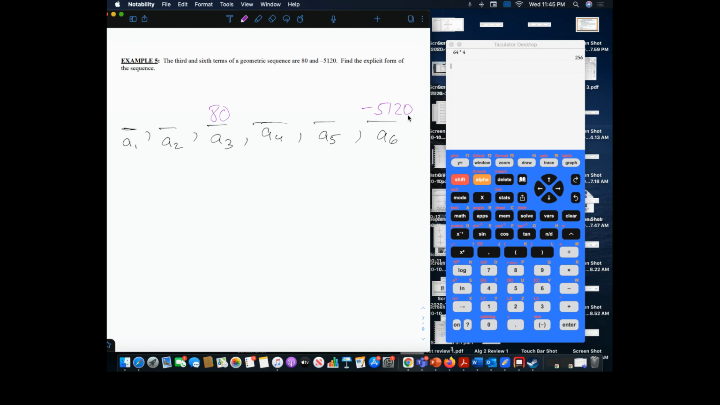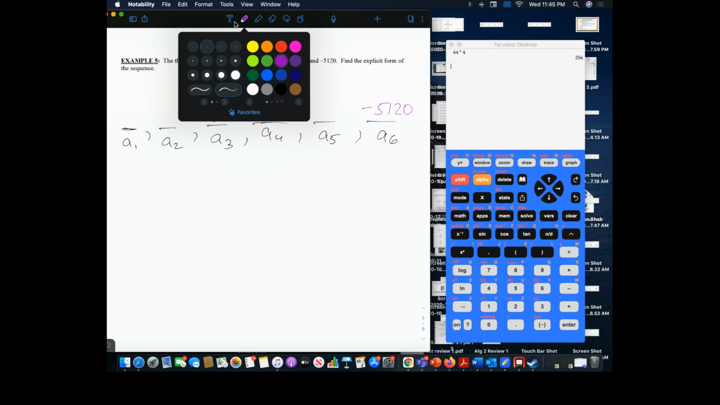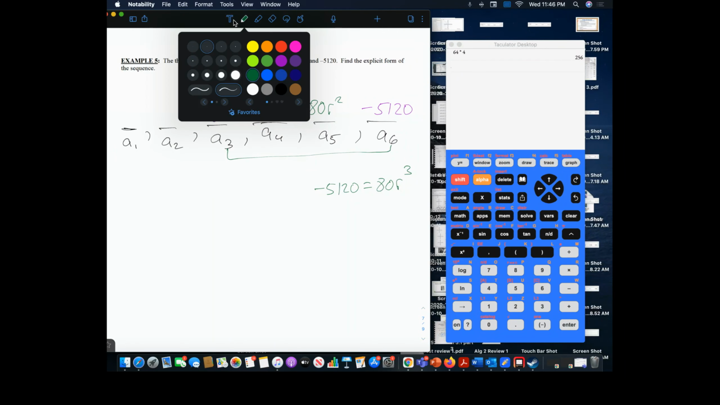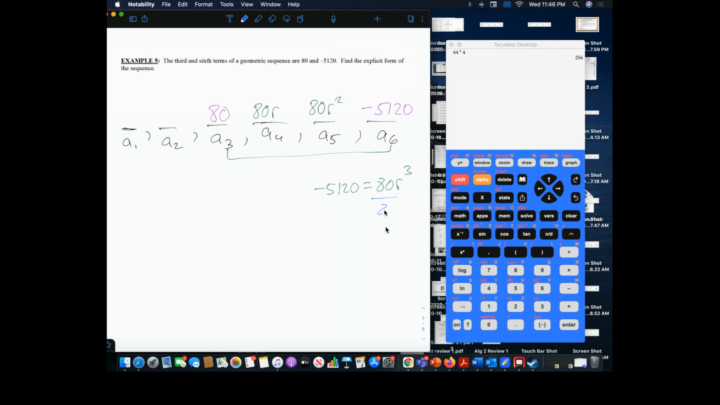So what are we doing? Well, to get to the next term, you're just multiplying by r. So the next term is going to be times another r. And the third time, it'll be negative 5120 equals 80r cubed. Okay, the third one would be cubed. But really, the difference between these 6 and 3 is 3, so that would be the exponent. So now all I have to do is solve, so divide by 80.